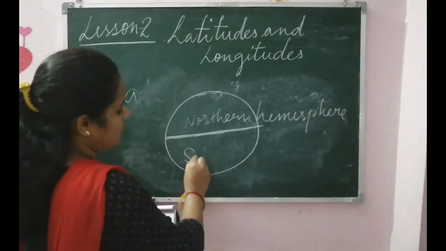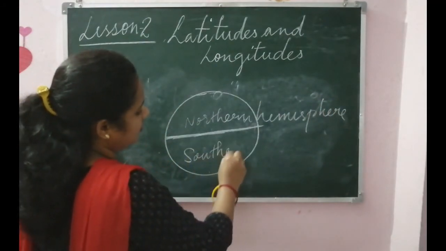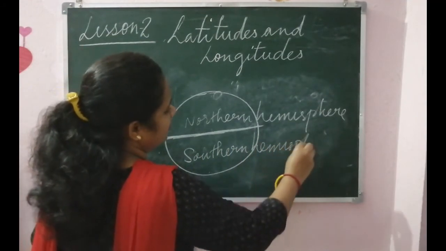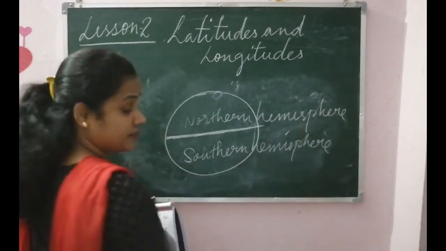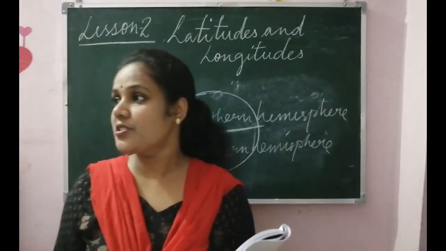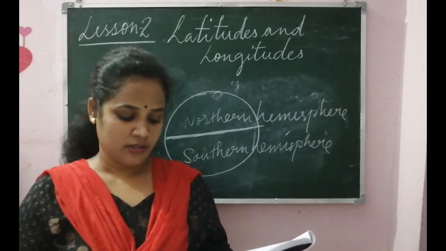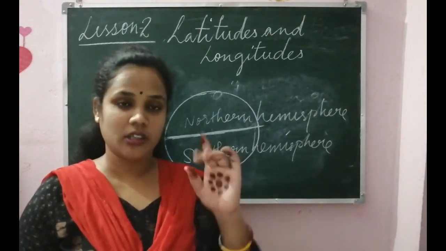And in the south it is called southern hemisphere. Alright. So it is divided into two parts, northern and southern hemisphere. Okay. So that is your third paragraph.